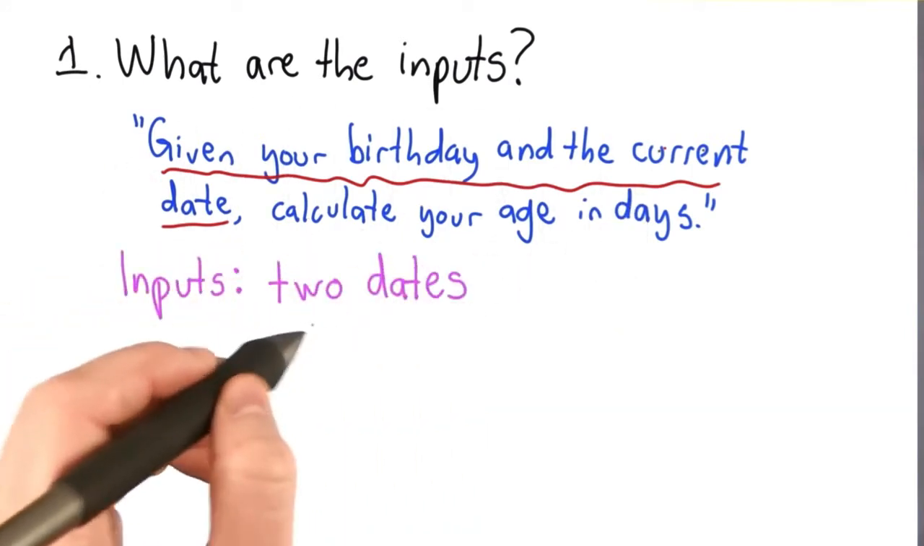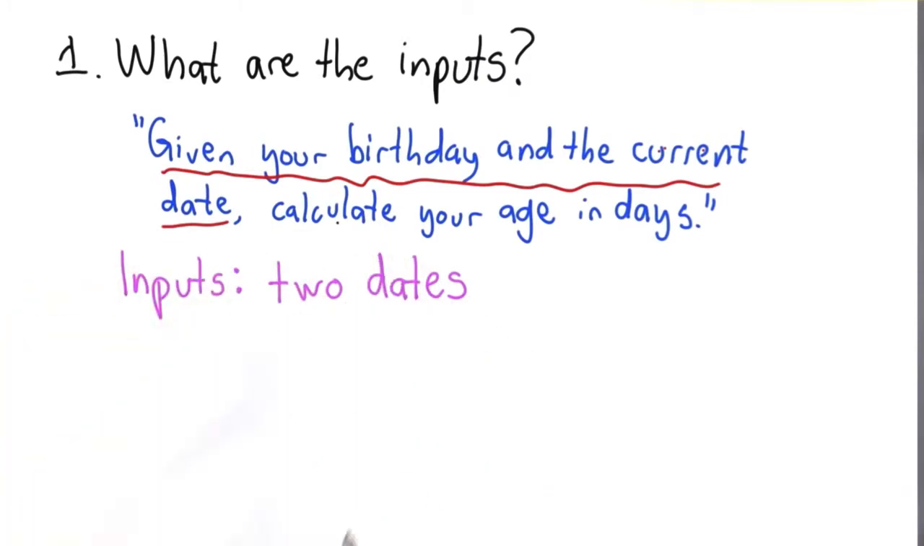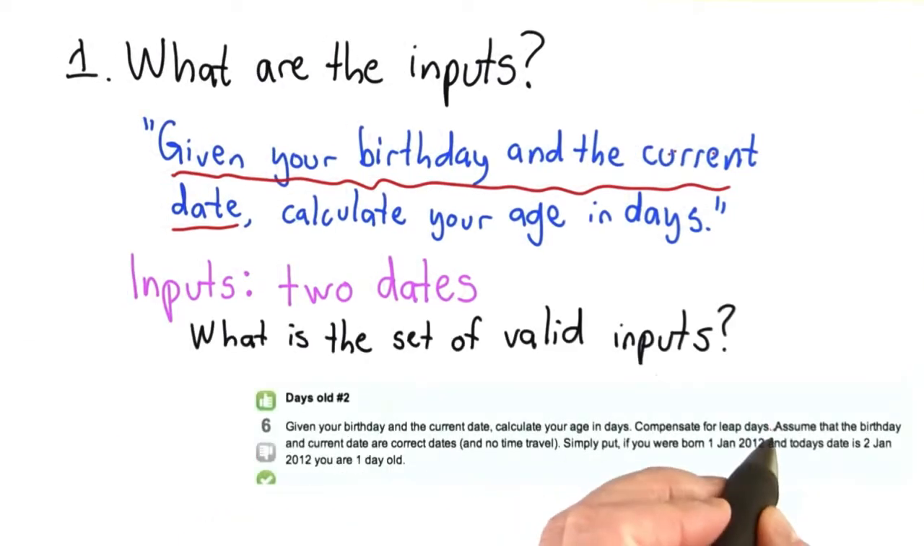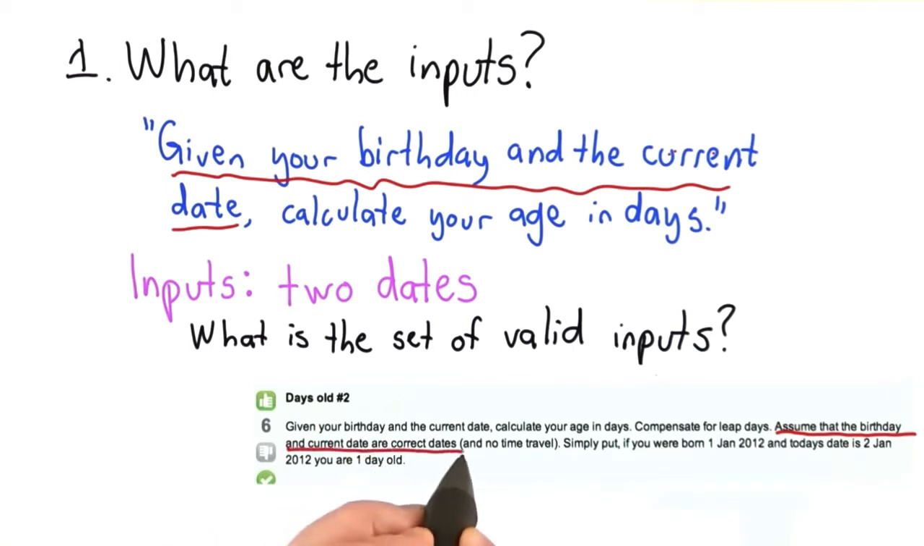So the inputs are really two dates, and that gives us the type of the input. That gives us a set of all possible inputs. We need to think a little more carefully to know if they're all valid. Well, the statement of the question gives us a good clue here. It said, assume that the birthday and the current date are correct dates and no time travel. This probably is a valid assumption if we're talking about birthdays and current dates. If we're comparing any two dates, well, this says that the second date needs to be after the first one.